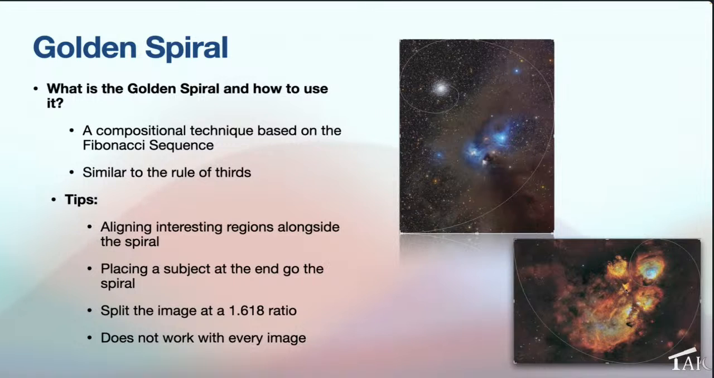And it also has the point of focus really right at the end of the spiral. This one, I'm mostly focused on putting the star cluster up here at the end of the spiral. So this is one way you can use this. But another way of using this is, instead of looking at the spiral, split the image into 2 parts.